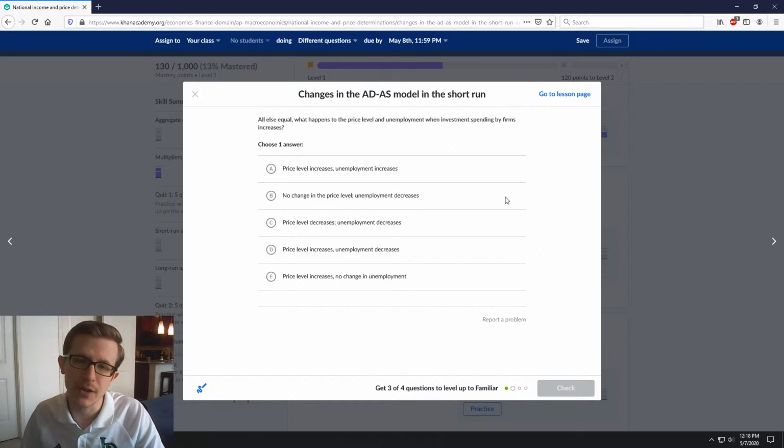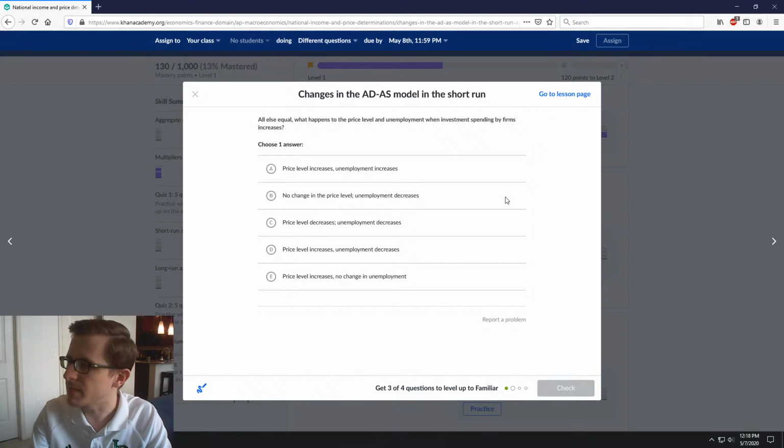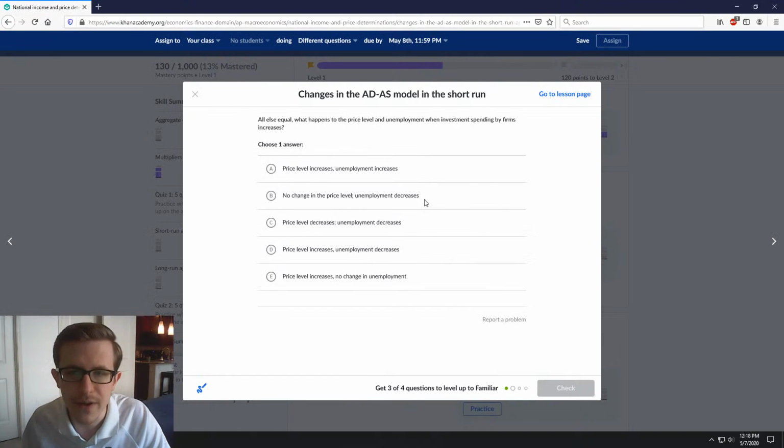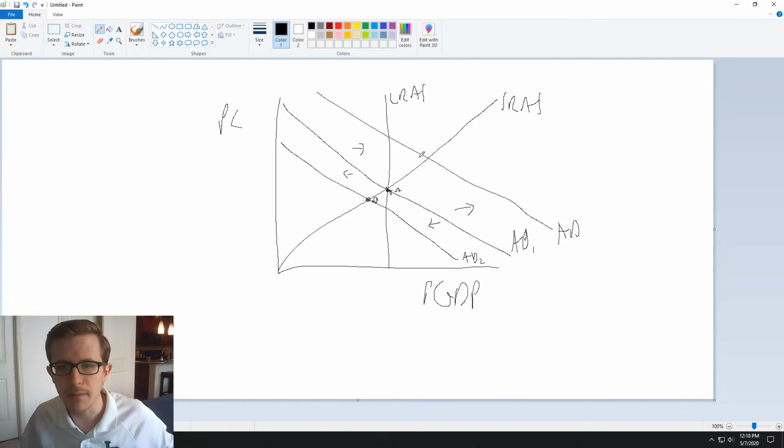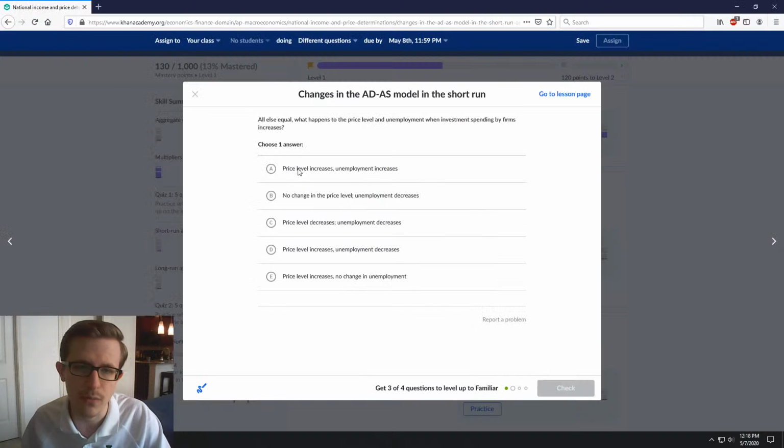It is part of aggregate demand. That is right, because again, aggregate demand is a fancy way of saying GDP, essentially. Meaning that if investment spending is increasing, that means our aggregate demand is shifting to the right, meaning that GDP is up, price level is up, and unemployment will be down.